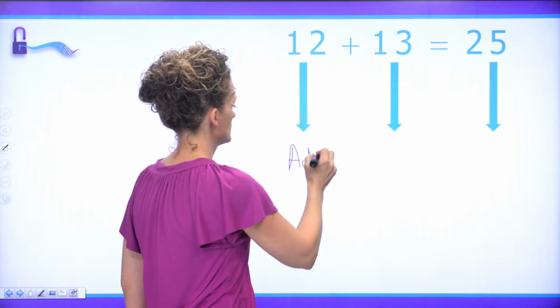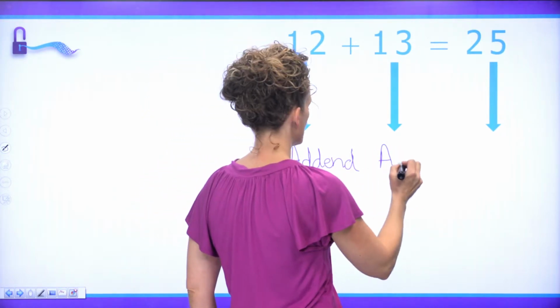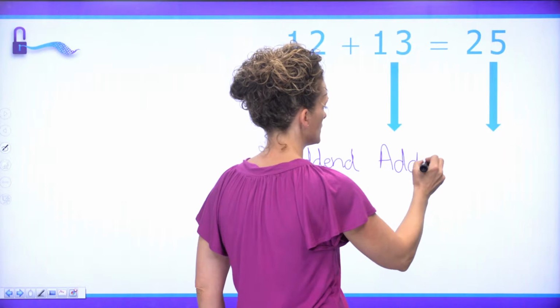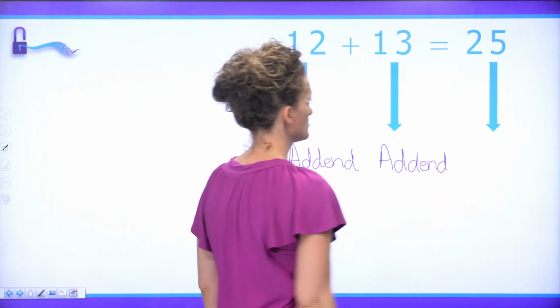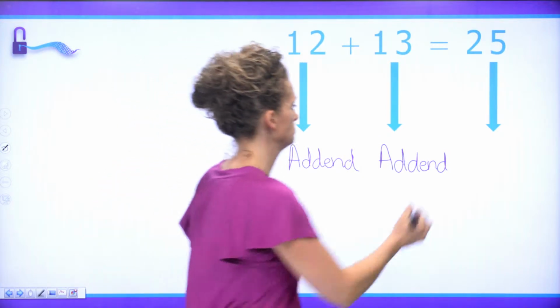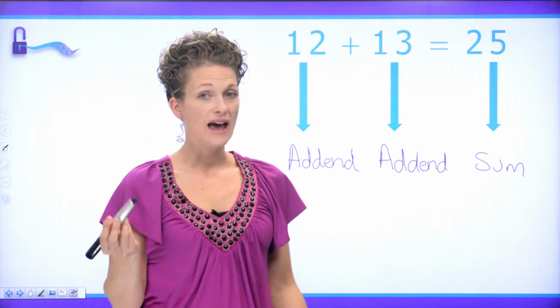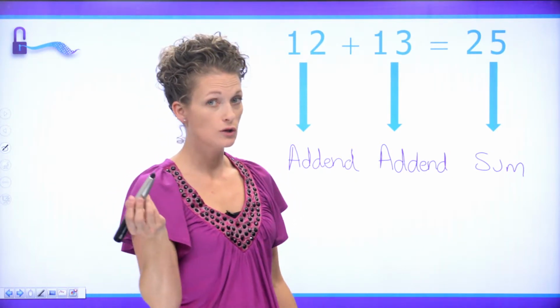Big words, very impressive words. You could use those to talk to your parents or your friends and they'll be super impressed. And the 25 is simply called the sum. So addend and addend equals the sum.